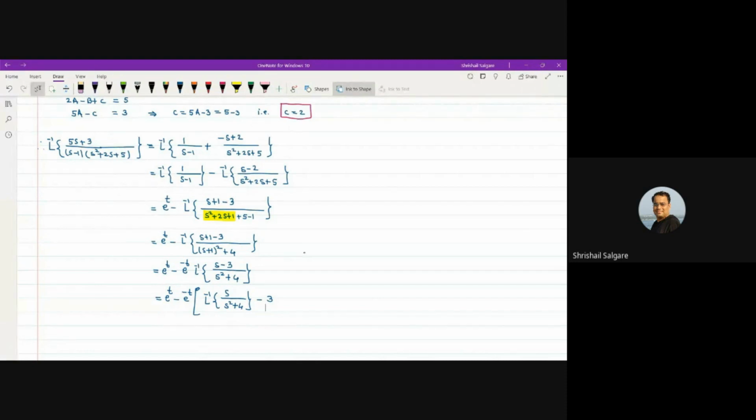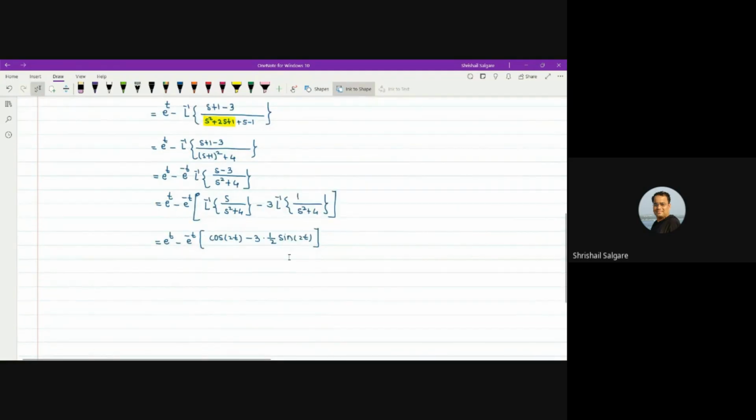The second one is L inverse of 1 upon s square plus 4. Okay. Further, it can be written as e to the power t minus e to the power minus t into, first I think cos 2t minus 3 into 1 upon 2, right? 1 upon 2 into sin 2t. Okay, just I am taking these examples, students are joining. This is the final answer.